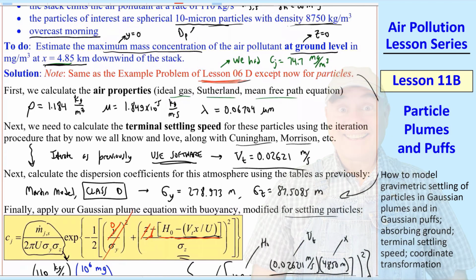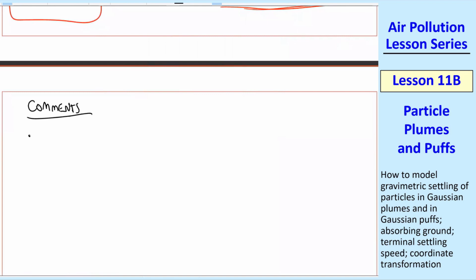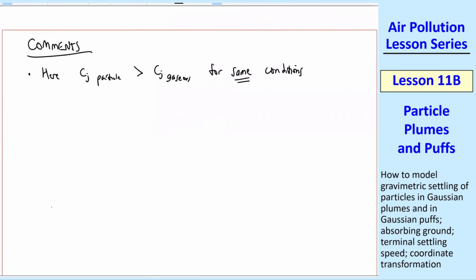Just a few comments. Let's compare with what we had for the gaseous case. Notice it was 74.7. Now we have 99.8 milligram per meter cubed. So let me make some comments. The first one, as I just said, here Cj of the particle is greater than Cj of the gas, the gaseous air pollutant, for the same conditions. And we should expect that.